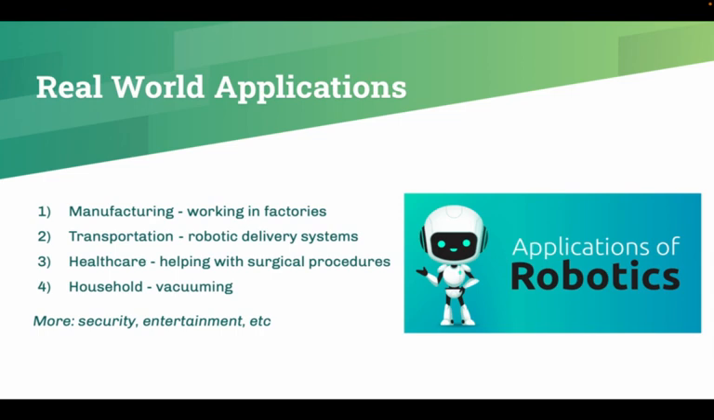Then there's healthcare. So robots could help with surgical procedures, and even if it doesn't do the entire task or the entire surgery, even just doing some part of it is a very common application of robots to just attack one simple part. And then there's even something as simple as household vacuuming, which is a real world application. And then a couple more include security and entertainment. But these are just a few.